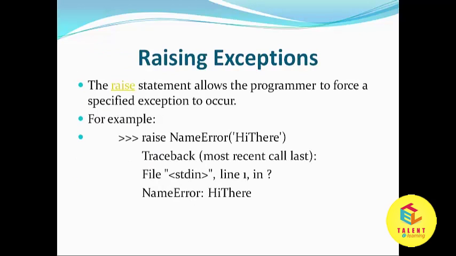The raise statement allows the programmer to force a specified exception to occur. Here we see the example of raising the exception. The parser repeats the offending line and displays a little arrow pointing at the earliest point in the line where the error was detected. The error is caused by the token preceding the arrow. In the example, the error is detected at the keyword print, since a colon is missing before it.